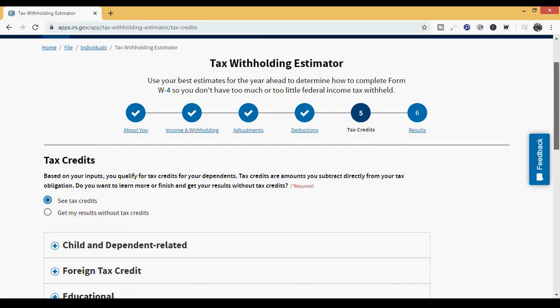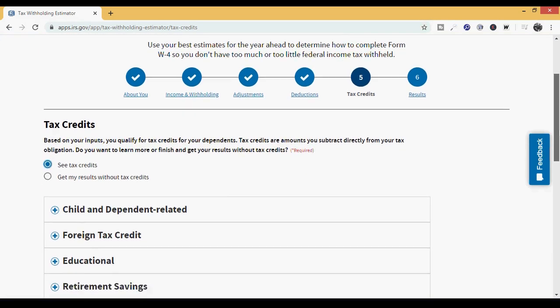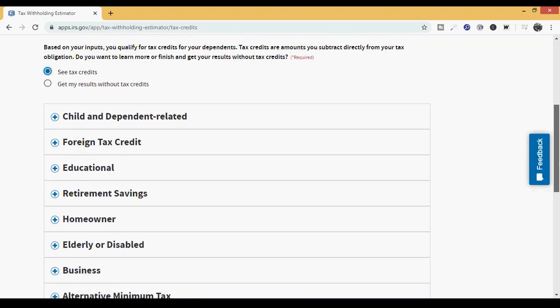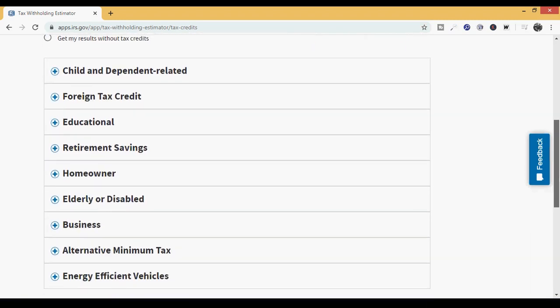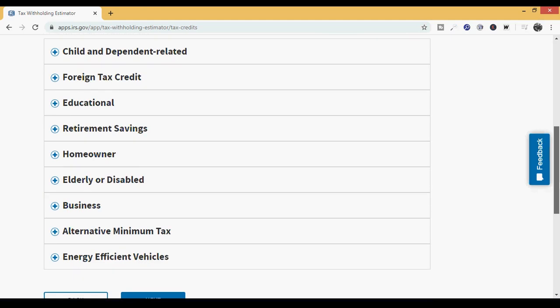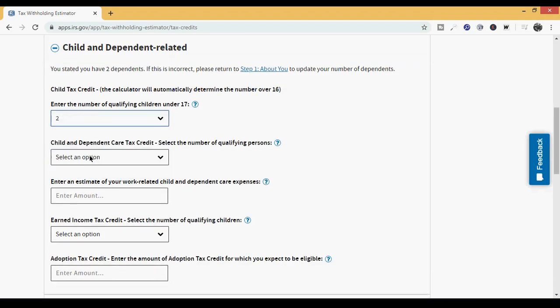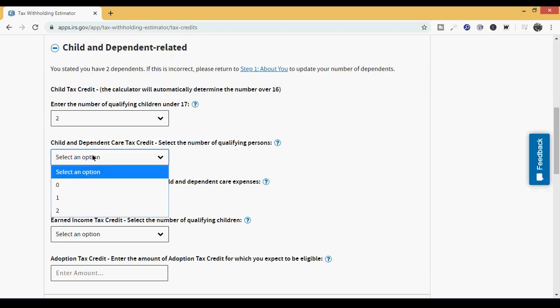So you have child and dependent related, foreign tax credit, educational, retirement, homeowner, elderly or disabled, business, alternative minimum tax, and energy efficient vehicles. Let's open up the child and dependent related tab. So it says enter the number of qualifying children under 17. So we're going to put 2. Child and dependent care taxes.